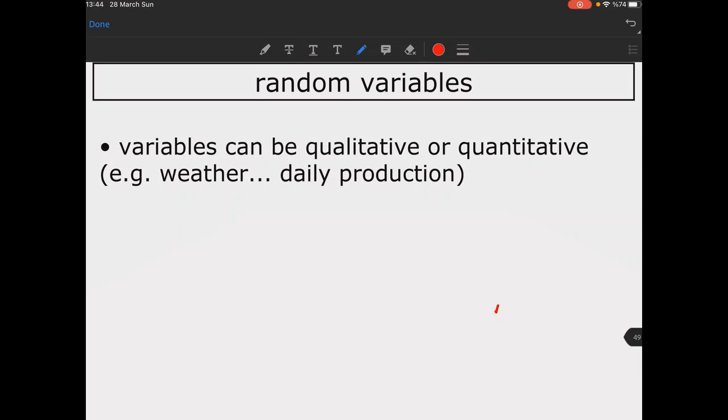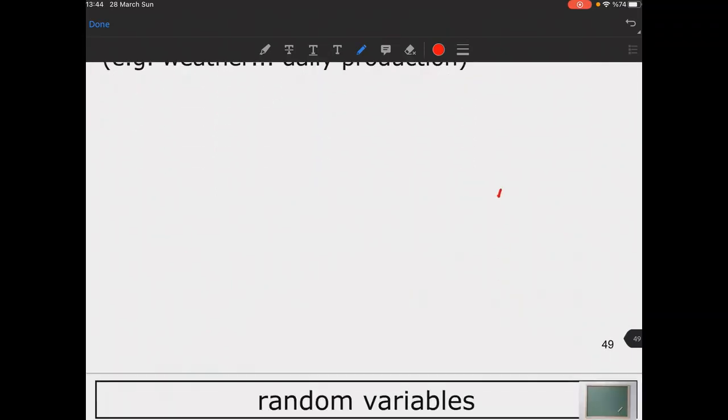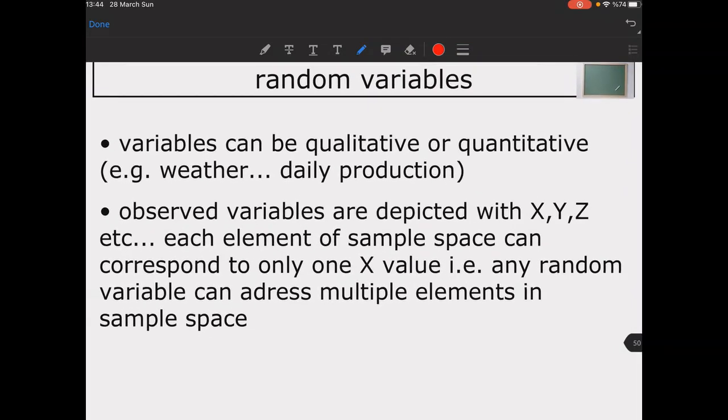And daily production of grain, for example. So it means that this much of kilograms or something like this, daily production. So it corresponds to a quantitative variable. So your variables can be either qualitative or quantitative. And the observed variables are depicted with X, Y, Z capital. Just capital letters of the alphabet. And each element of sample space can correspond to only one X value here, such that any random variable here can address multiple elements in sample space as well.